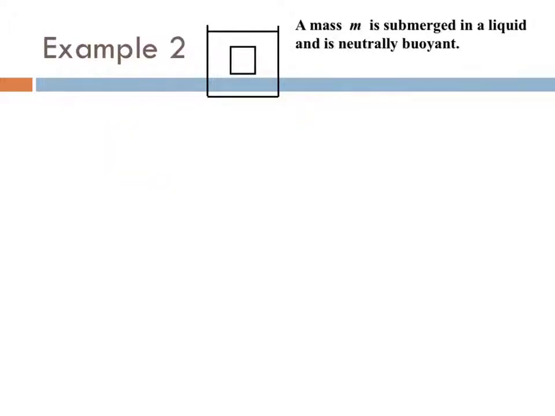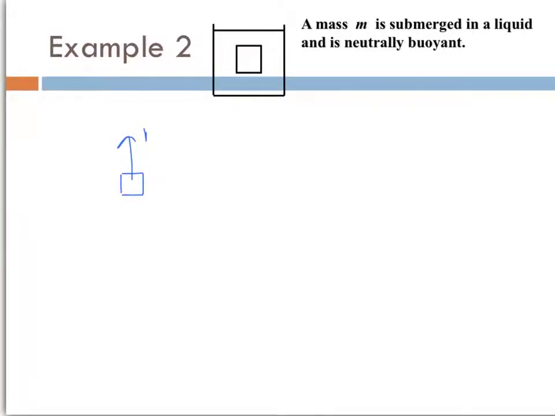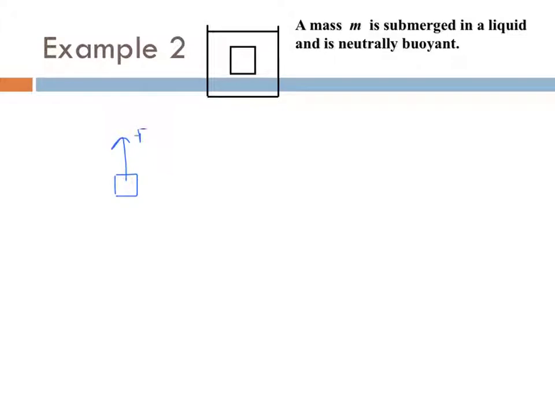Now we have an object that is completely submerged, but is still neutrally buoyant. Again, we still have our buoyant force acting on it, and we have a force of gravity acting downward. Because it's just floating there, our buoyant force, which is rho g v, is still equal to mass times gravity. But now we have a greater volume submerged than before, so our volume is now different.